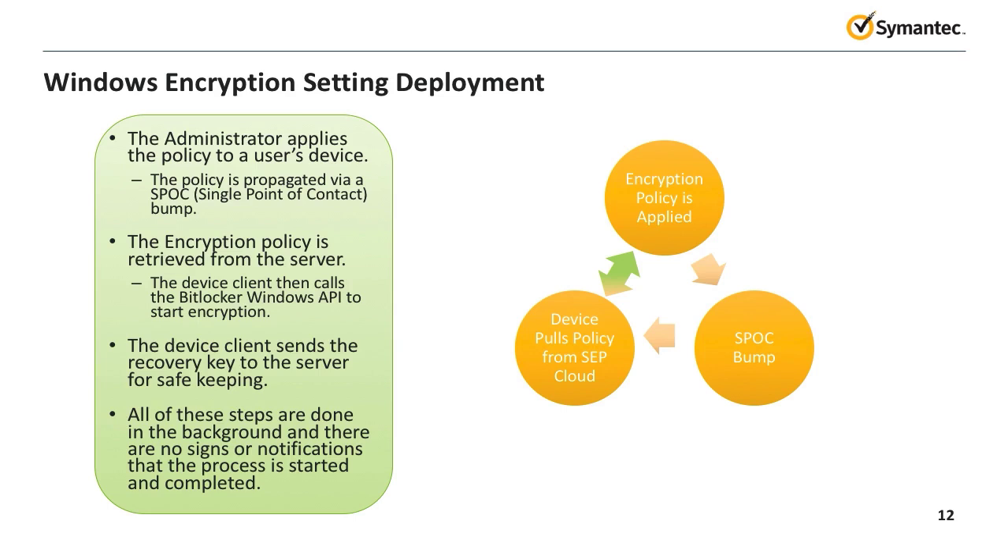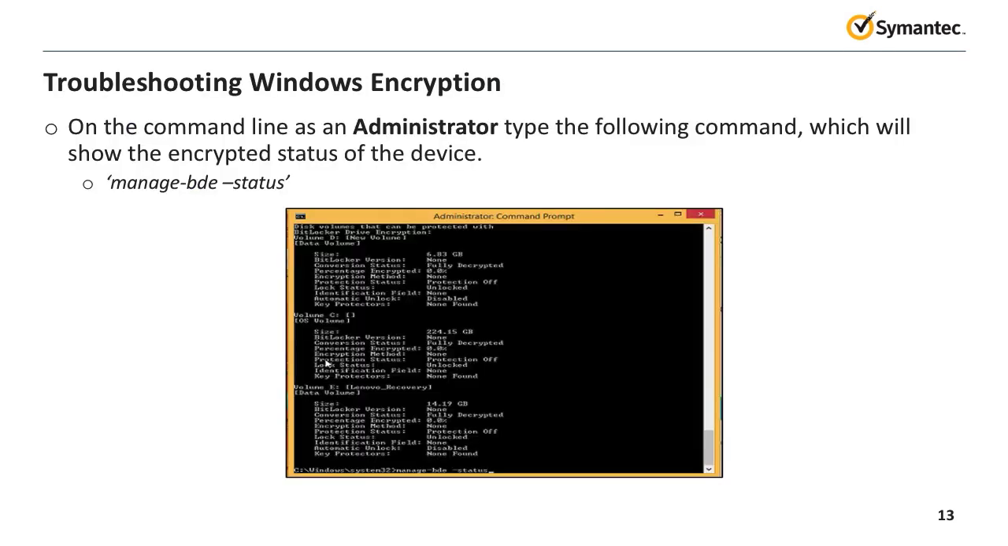All of these steps are done in the background, and there are no signs or notifications that the process is started or completed. Should you need to gather further details about the encrypted status of a Windows desktop, open a command prompt as an administrator and use the command shown above to gather further device status details.